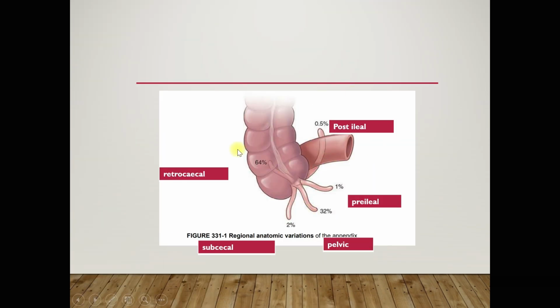This is the relative location of the appendix, even though it differs from region to region or country to country. The average population location of the appendix is retrocecal in around 64%, pelvic in around 32%, and the others are subcecal, preileal, and postileal. So the location of the appendix determines the signs and symptoms of the patient's presentation.